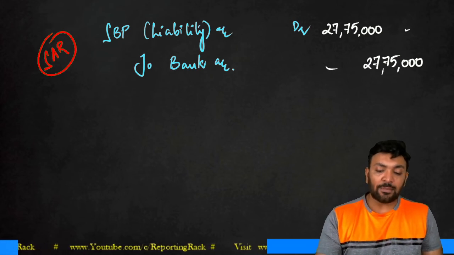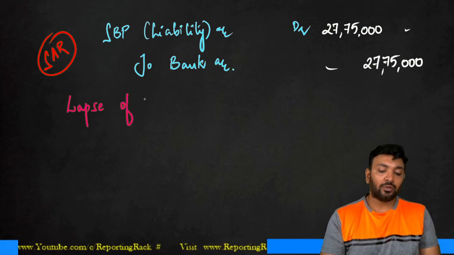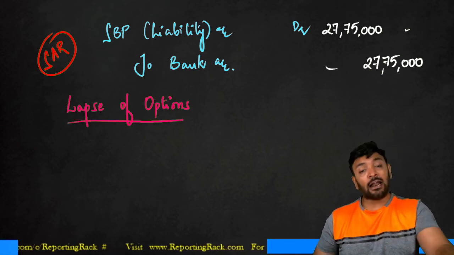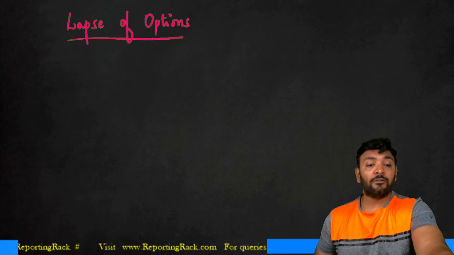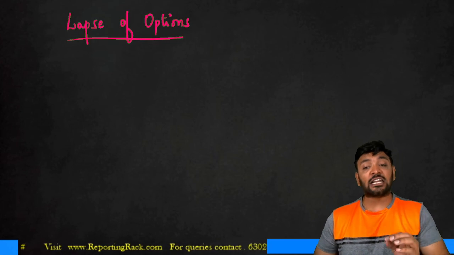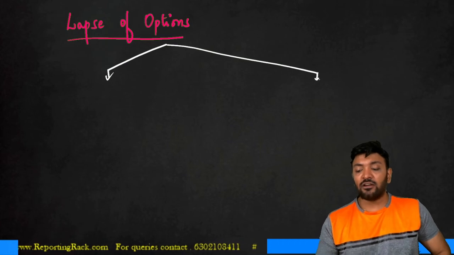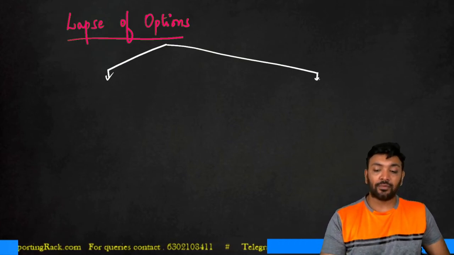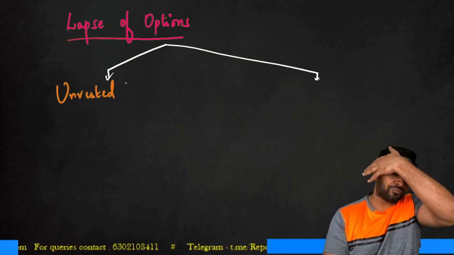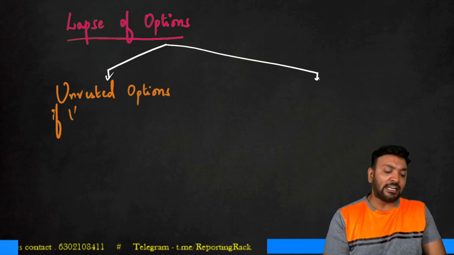Now let's come to this concept of lapse of options. I told you that there are two lapses which can occur. One, an unexercised option can lapse. An unvested option can lapse when they don't satisfy the vesting condition. Unvested options lapse if the vesting condition is not satisfied.